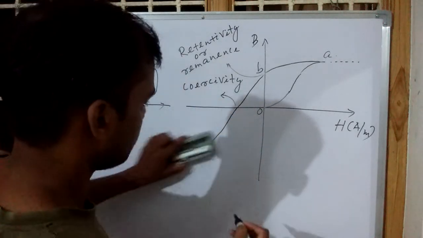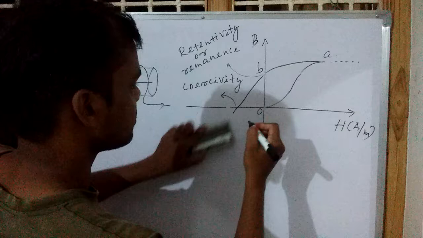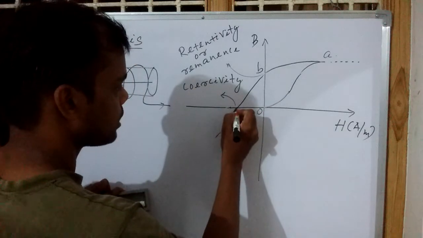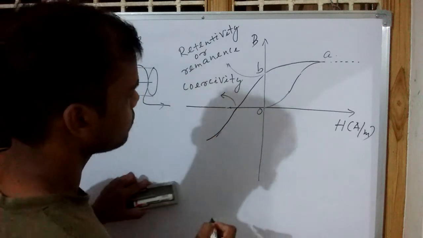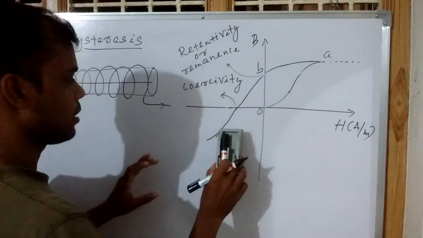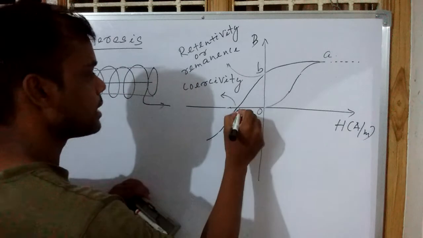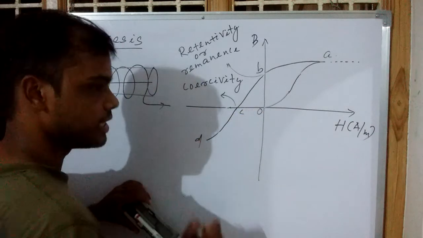Okay, it is too much. Actually this should be symmetrical, these two lines. Okay, it will be somehow like this. Now we have come, let this point be C and let this point be D.